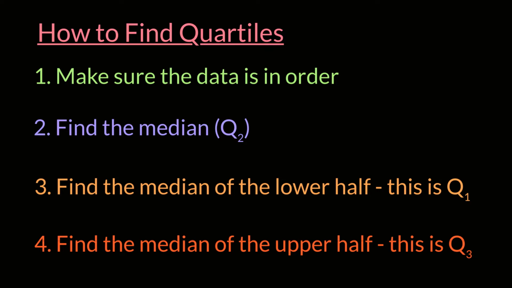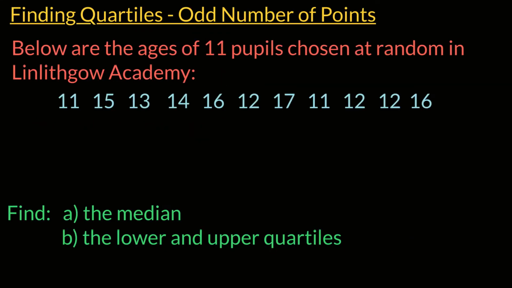To find the lower quartile Q1, you find the median of that lower half, and to find your upper quartile Q3, you find the median of the upper half. So you have to find your Q2 first to allow you to go and find Q1 and Q3. We're going to look at two examples, one where you're finding the quartiles of a dataset with an odd number of points, and one where we're finding the quartiles of a dataset with an even number of points. And you should know from earlier on in the week where we've looked at finding the median that the process for doing that is slightly different depending on the number of points that you have.